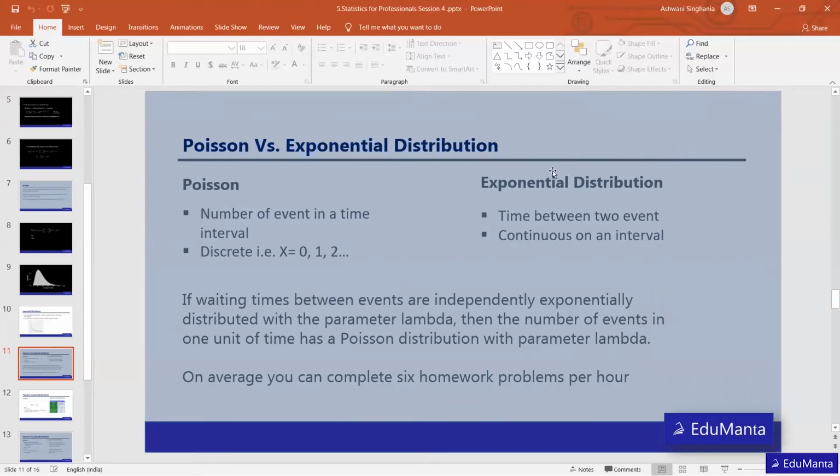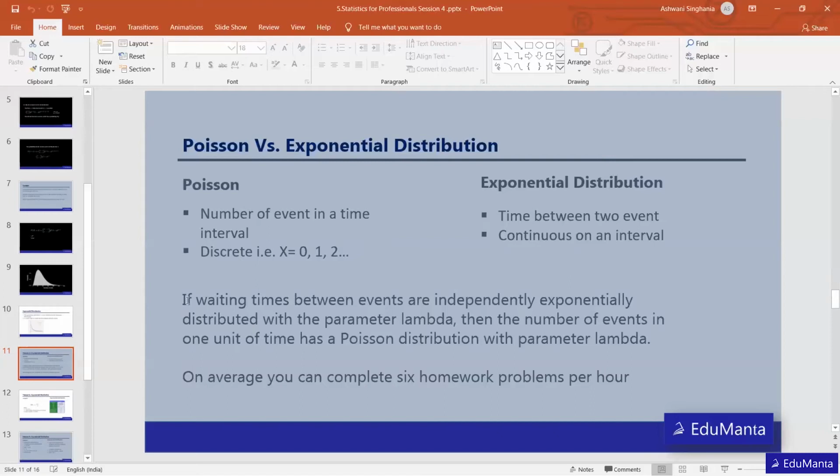And the exponential distribution is the time between two events, right? So what time had actually elapsed between the two events? That is the subject of study here. The Poisson distribution was a discrete one, and this is going to be the continuous one, right?